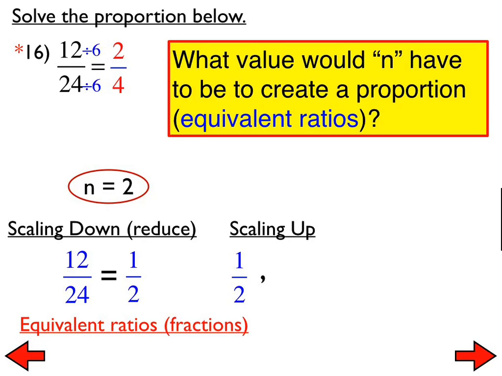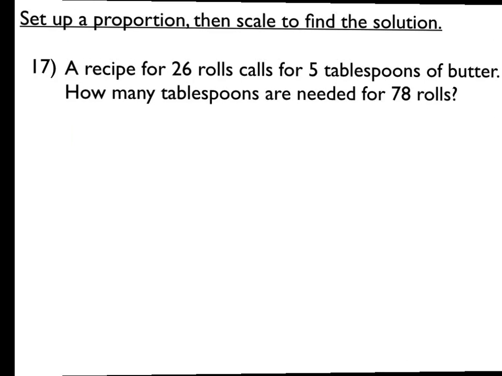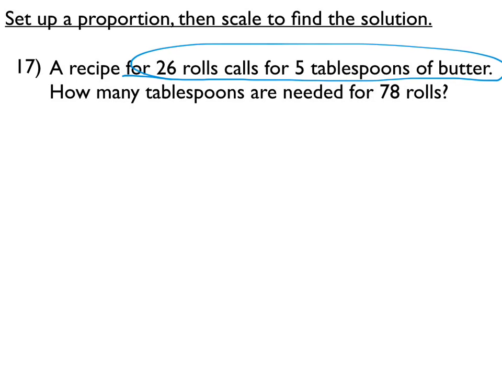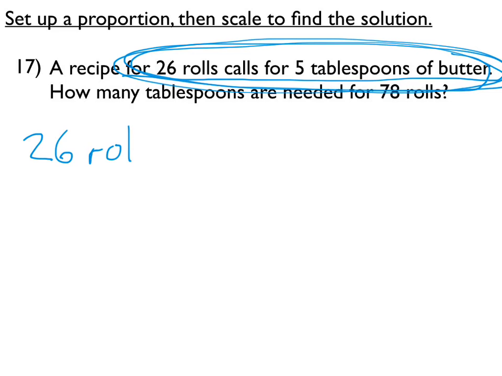All right. We're going to finish today with word problems. Number 17, it goes like this. A recipe for 26 rolls calls for 5 tablespoons of butter. That first sentence gives us a ratio, much like we talked about in the very first lesson in this unit. So let's write that down. 26 rolls per 5 tablespoons.